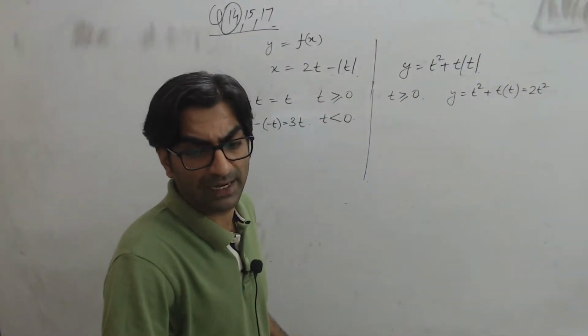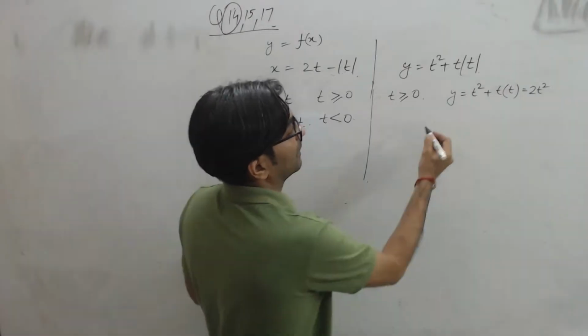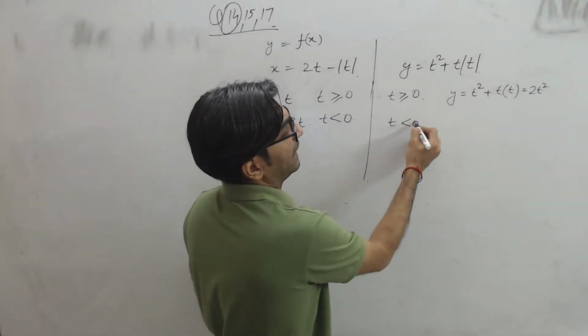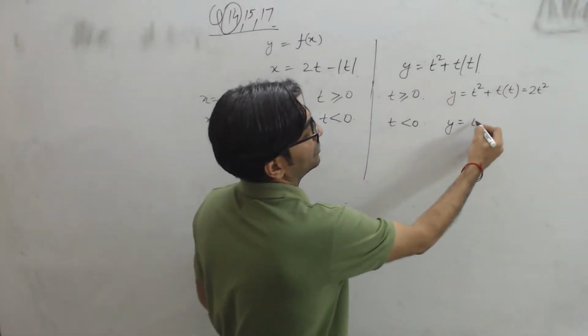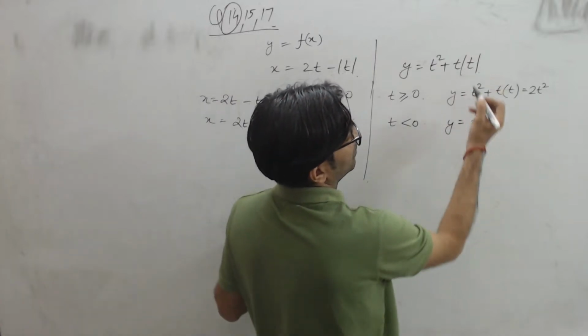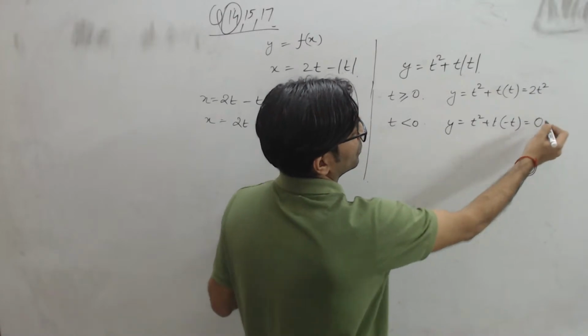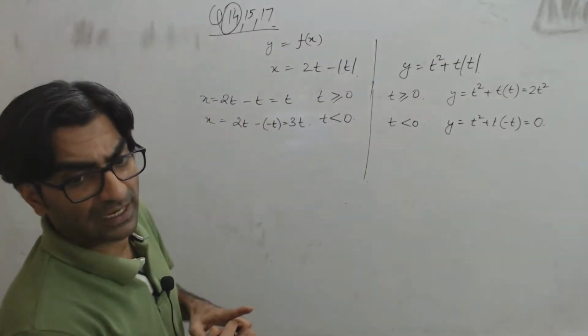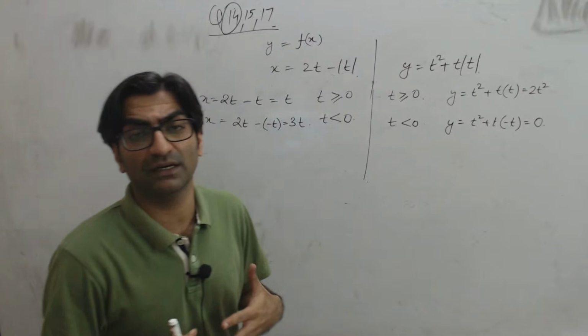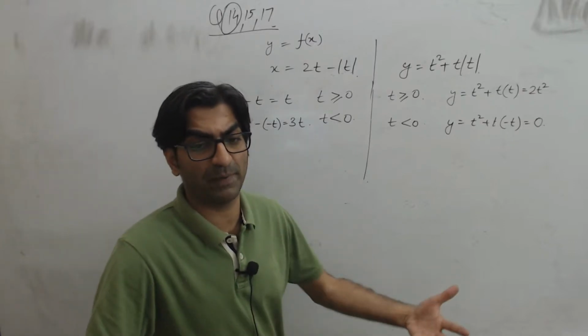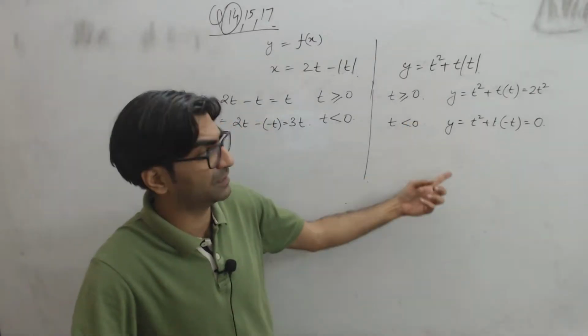Yep. And the value of y when t is negative will be t square plus t into, since t is negative, mod of t will be minus t. So this becomes 0. Right? And remember, we wanted to calculate the derivative of y with respect to x. So what you're focusing on is y.